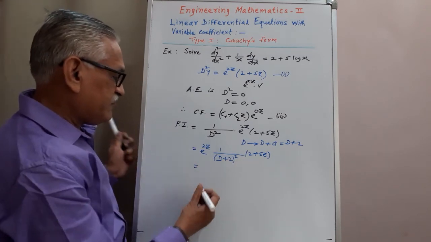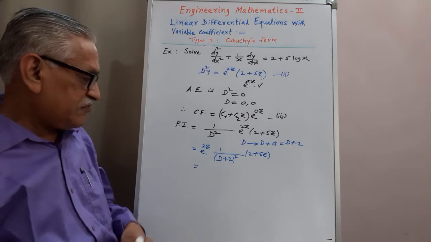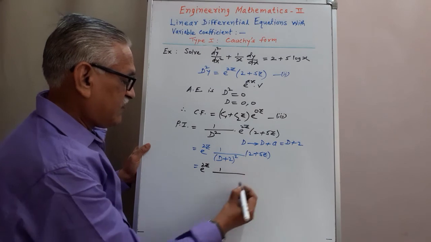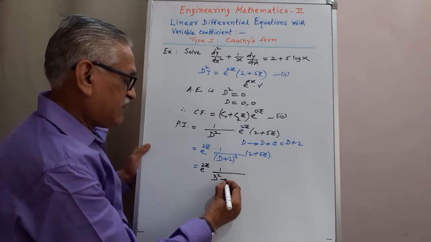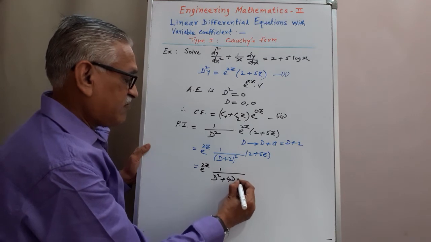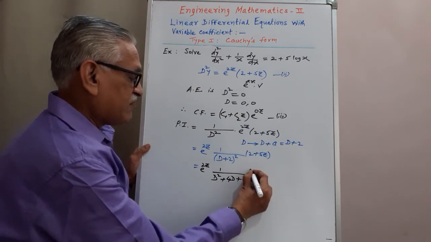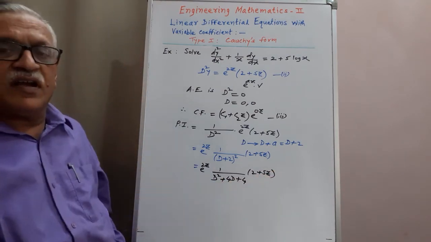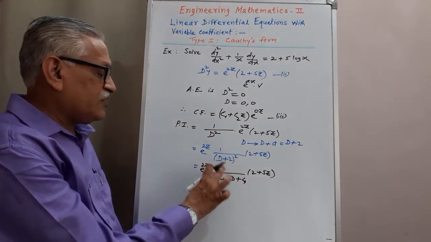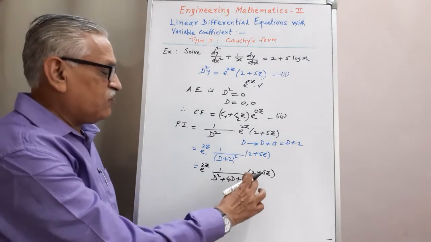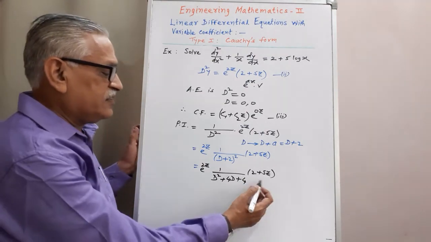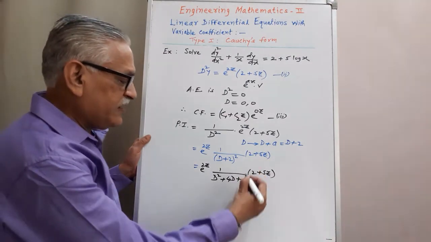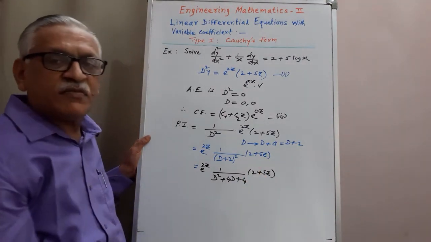Simplifying it, expanding that bracket, we get D square plus 4D plus 4, which we have to operate on 2 plus 5z. This is in the form of x raised to m type, the fourth case for PI, and therefore we have to take the lowest degree term as common.